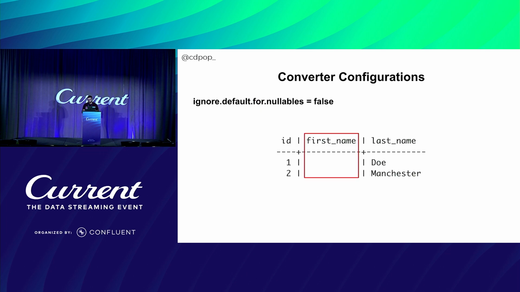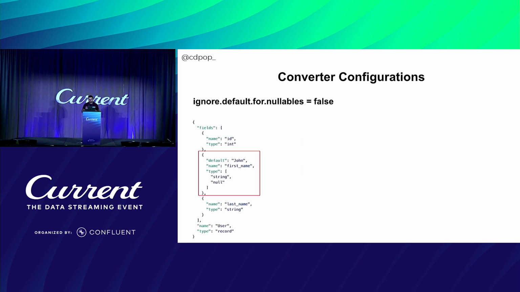So here's a database table. I have an ID, a first name, and a last name. Notice in my first name, it's null. There's no data for Joe, for Doe, and Manchester. I have a schema that's registered against my topic. And specifically, I have a first name that can have a string or a null. Now notice that within my schema, the default value for this is John.